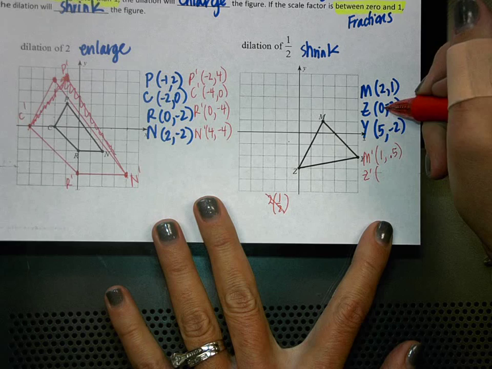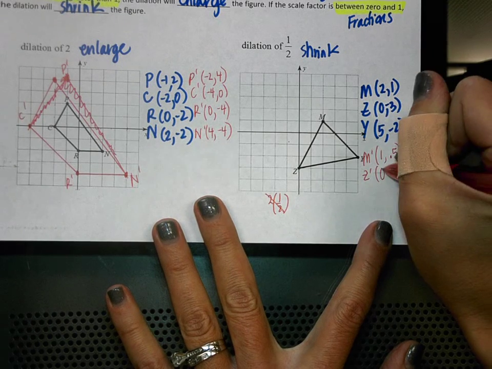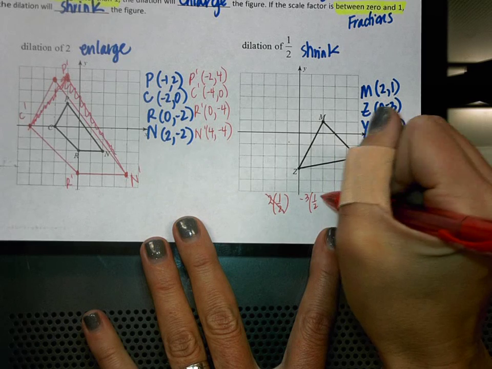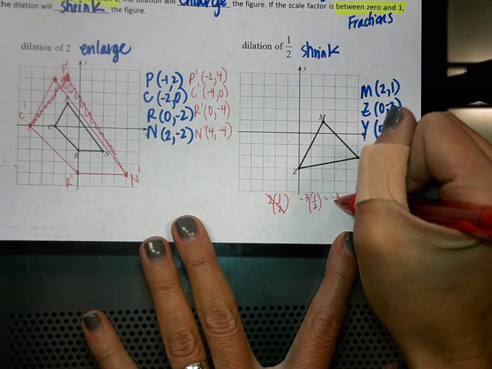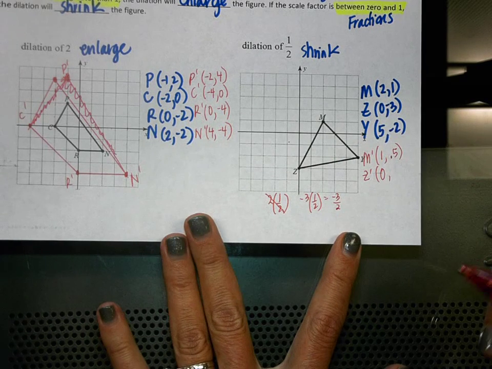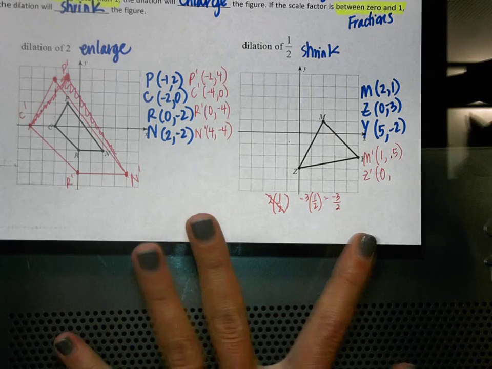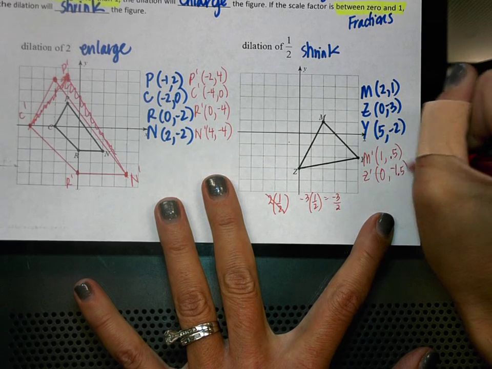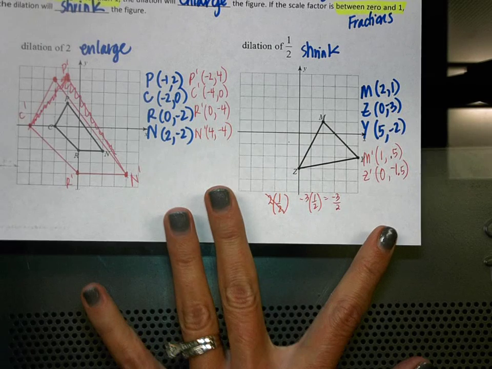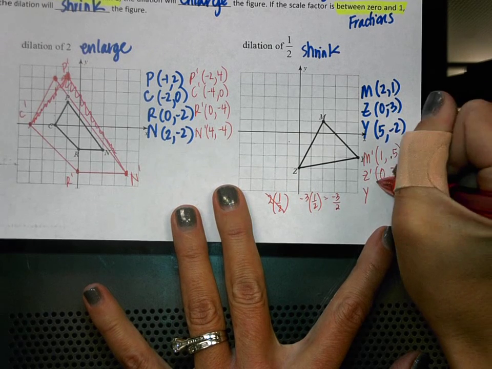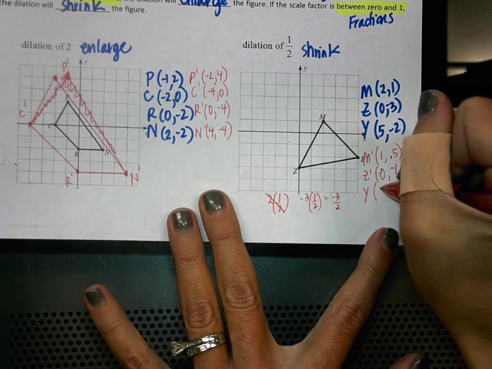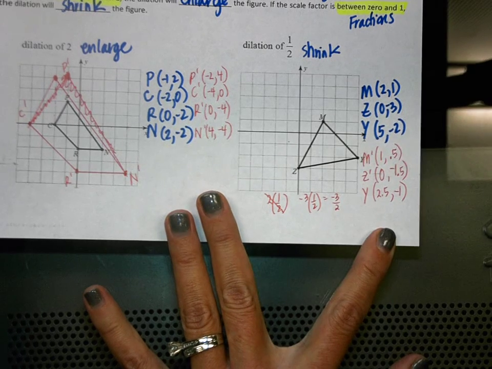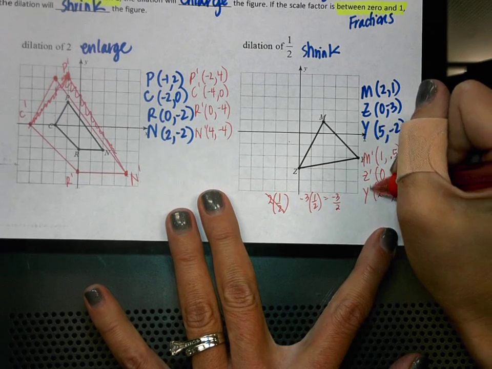Z prime. 0 times a half is 0. Now, when I go negative 3 times 1/2, I get negative 3 over 2, which is what? Negative 1.5. Are we okay with that? Okay, and then Y. Okay, good. 2.5 and negative 1. All right, any questions there?